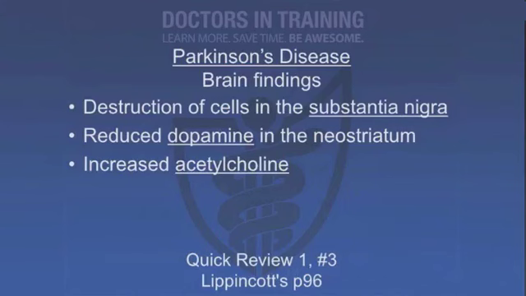Next question. Describe the characteristic findings in the brain of a patient with Parkinson's disease. Well, there's several things. First is destruction of cells in the substantia nigra, reduced dopamine in the neostriatum, and increased acetylcholine. Next question. In the basal ganglia, which pathways facilitate movement and which pathways suppress movement?